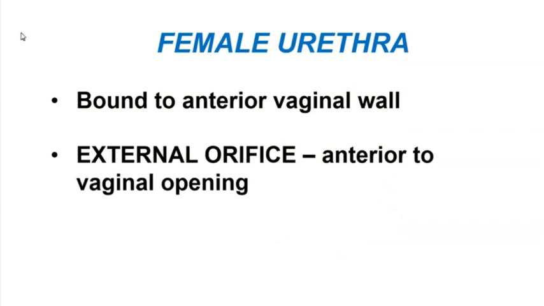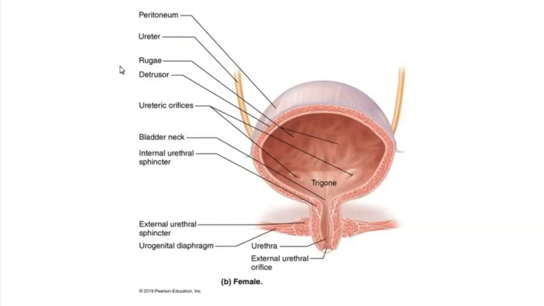As I mentioned, we get anatomical differences in the female and male urethra simply because of the structures that they make their way through. The female urethra is actually bound to the anterior vaginal wall, so the opening to the urethra, or the external urethral orifice, actually appears as a small opening that is anterior to and a little bit above the vaginal opening. And so that's what we see here. This diagram here is a diagram showing the urinary bladder and urethra in females.